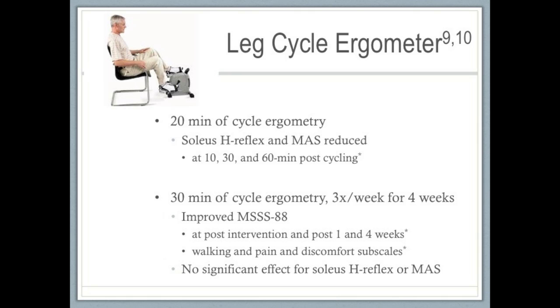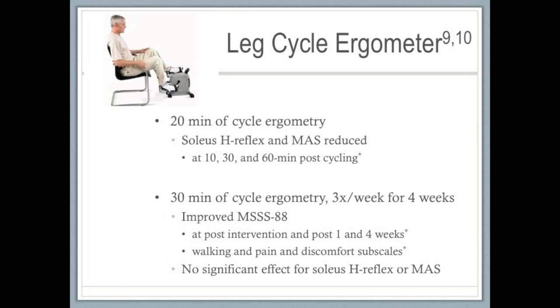In the second study of 22 subjects with MS, 2 subjects in the cycling intervention group and 2 in the control group were taking antispasmodic drugs. The main effect in this study was on perception of spasticity as measured by the MS Spasticity Scale 88. The greatest improvement was seen with the walking and pain and discomfort subscales of the MSS 88. The subjective perception of improved spasticity did remain for several weeks following the intervention.